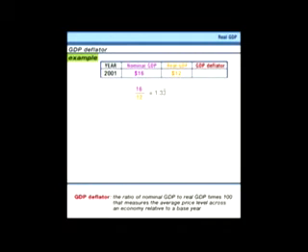The GDP deflator is the ratio of the nominal GDP to the real GDP multiplied by 100. So in this case, it's 133 1/3. That tells you how much prices have increased relative to the base year. They've gone up about 33%. Let's now look at the GDP deflator for the year 2002.